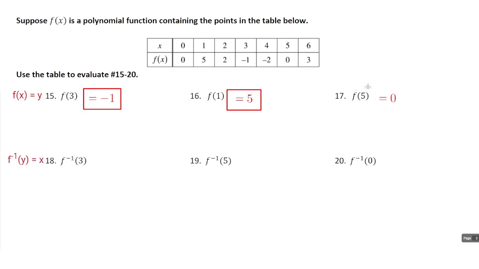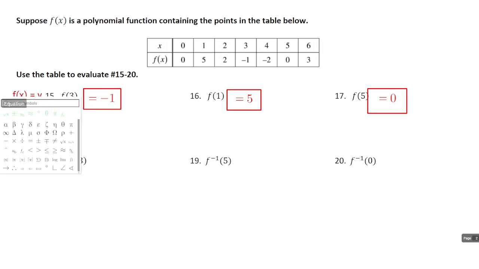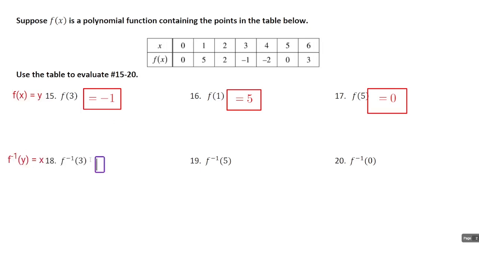Now when you're trying to evaluate the inverse and you're given the original function's table, you're just going to be locating the y and then reporting back the x. So you're doing the opposite of what we did up here. So if I want to know what f inverse of 3 is, that means I want to find the y coordinate of 3, which is over here, and report back the x, which is 6. F inverse of 5, well, if we find 5 down here in the y row, we can report back the x, which is 1.